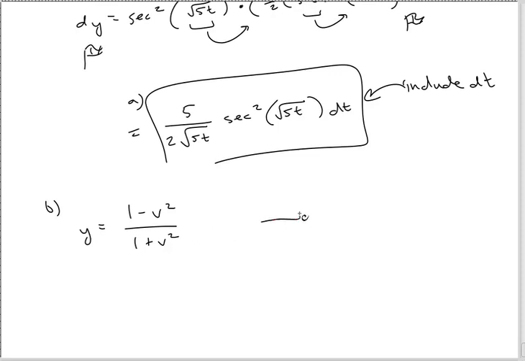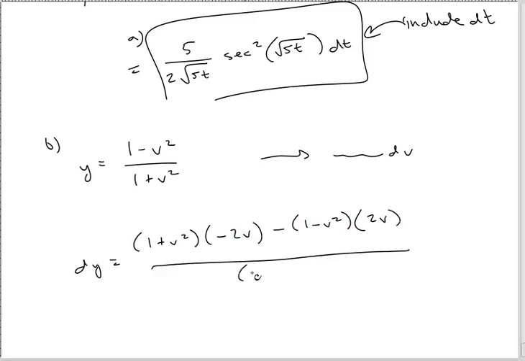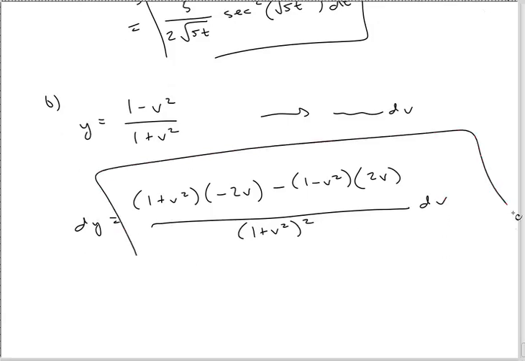What they're going to want here in this case is blah, blah, blah, blah, dv. Okay, so my dy is going to be the derivative of this guy now. Low d high minus high d low, divided by the square of what's below, dv. And you are done. You can, of course, simplify.